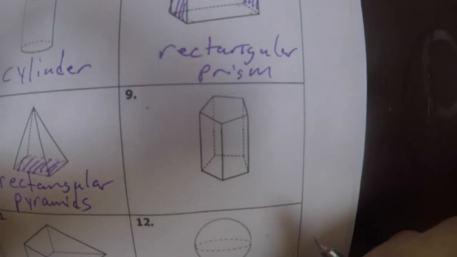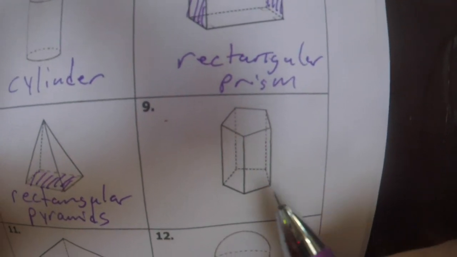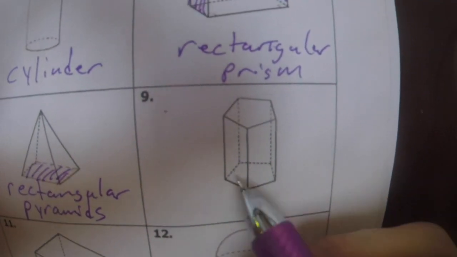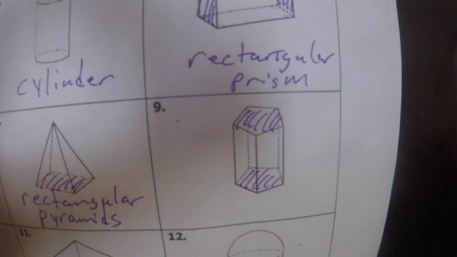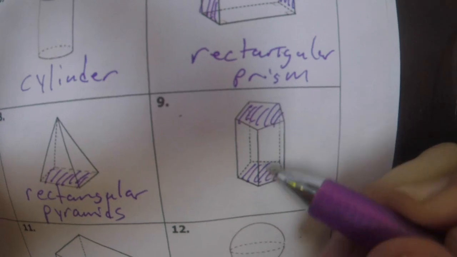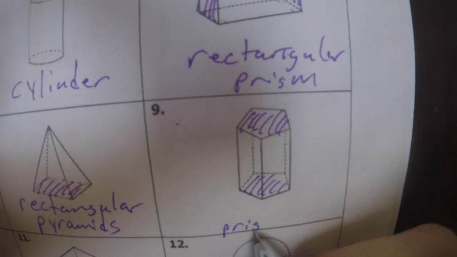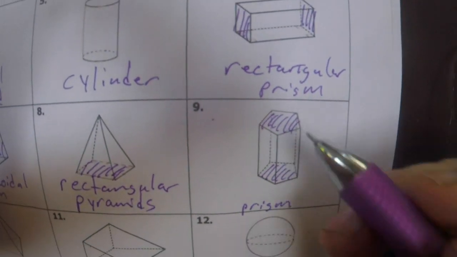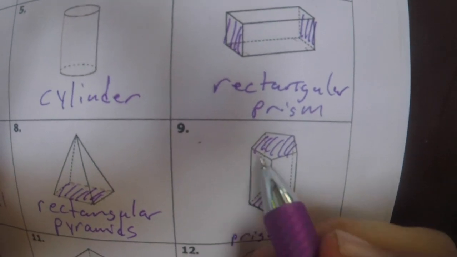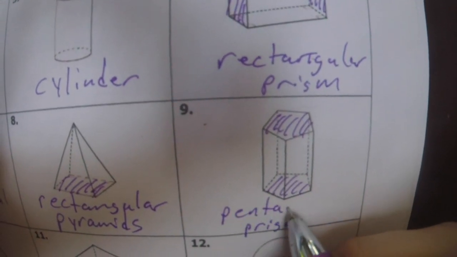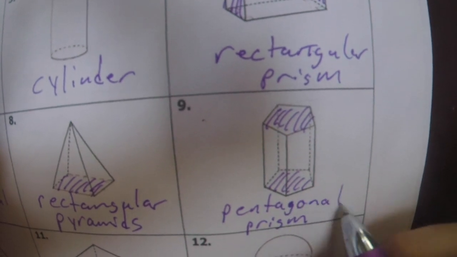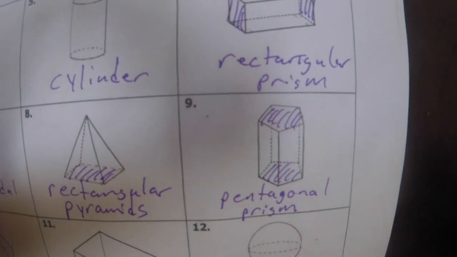How about this guy? What are the two bases here? Uno, dos. We have two bases, so it's definitely a prism. And what shape are the two bases? 5 sides, 1, 2, 3, 4, 5. We call that a pentagonal prism because the two bases are pentagons.